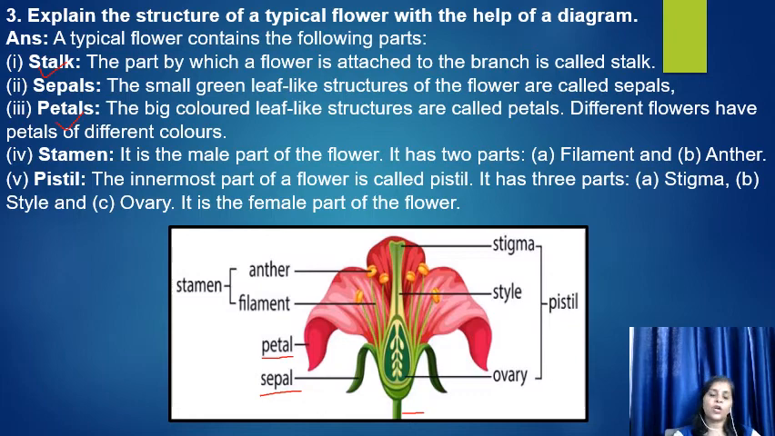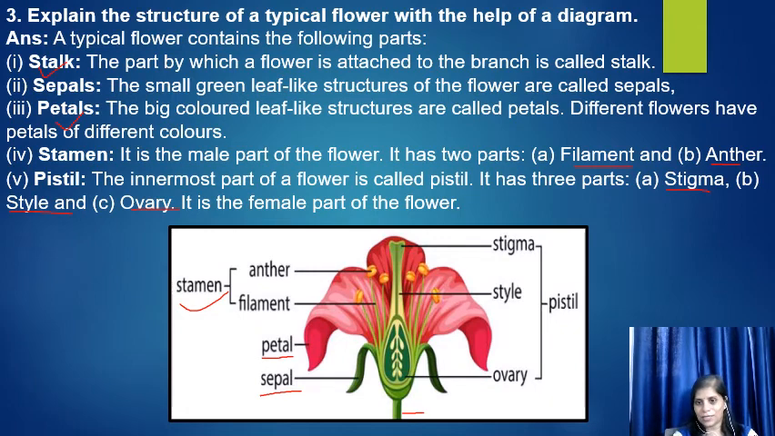The group of sepals is known as calyx, while the group of petals is known as corolla. Stamen is the male part of the flower. It has two parts, filament and anther. You can see over here. Pistil: the innermost part of a flower is called pistil. It has three parts, stigma, style and ovary, and it is the female part of the flower.